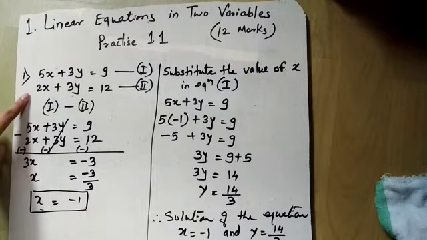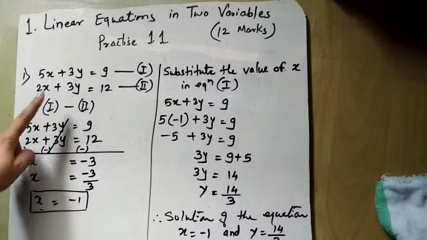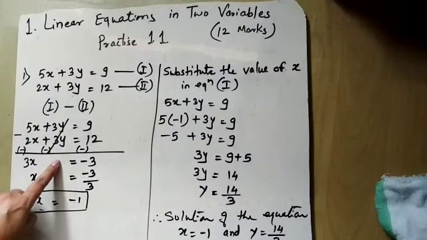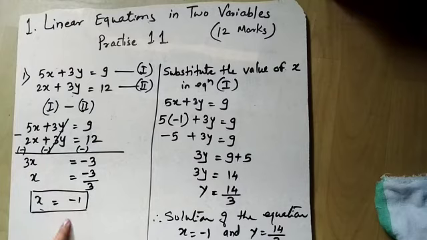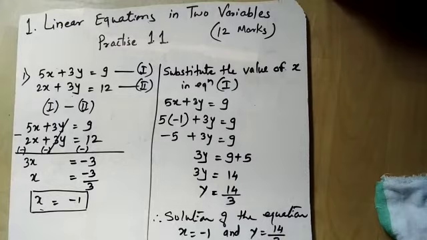Once you got that, then you have to observe the signs. If the signs are same, you are doing subtraction. If the signs are opposite, you are going to do addition for cancellation of the term. Once one term gets cancelled, you will get the value of one variable. Whichever value you got, substitute that value in any of the equations, and you will get the value of the other variable. In this way, the sum will get solved.